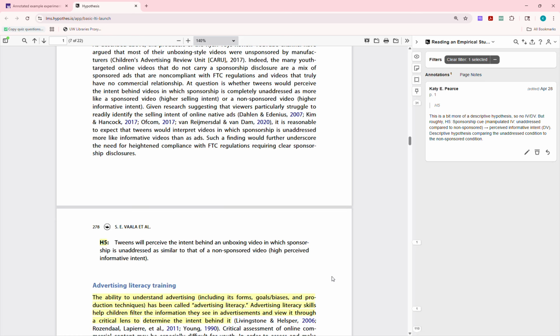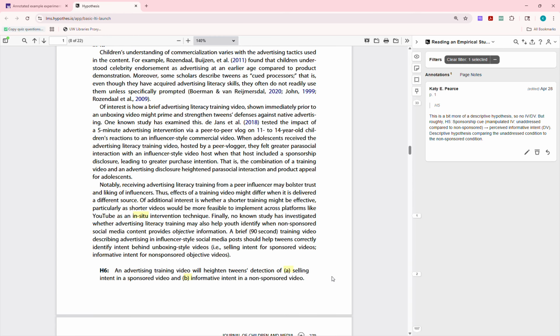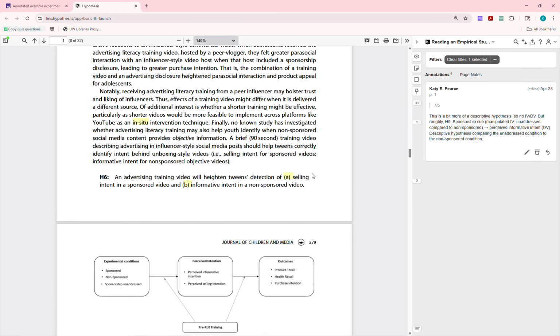So cool, okay. Then we get into the part about advertising literacy training. So some of the kids, and it was randomly assigned, received this additional little video to kind of train them about being sold stuff. So H6 breaks into two different hypotheses. So H6A, seeing the training video. So that's a manipulated IV. Some saw the training video, some didn't, will heighten tweens' detection of selling intent in a sponsored video.